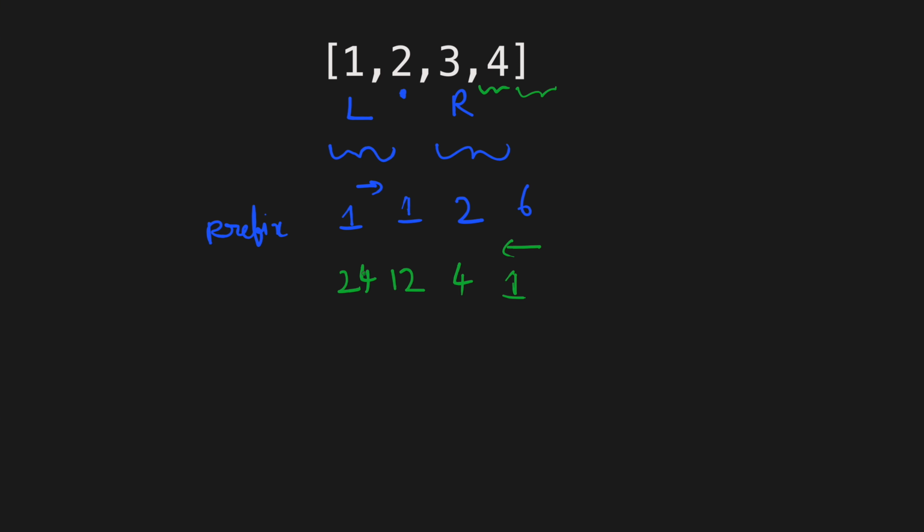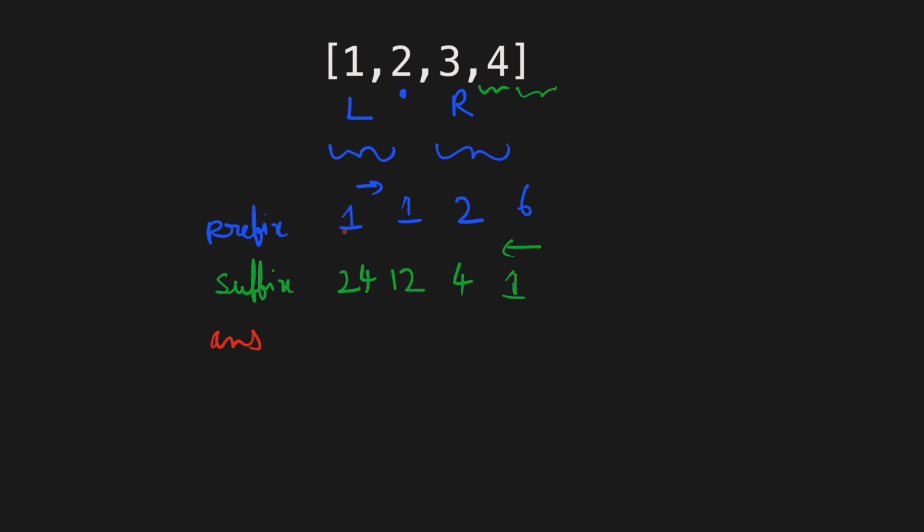So this is how we will build the prefix and suffix arrays. And now let's build the answer array. For each index I, multiplying the prefix and suffix gives the result for that index. Because we know that for the given index, prefix and suffix don't include the index itself, but include the product of all the elements on the left and all the elements on the right respectively.